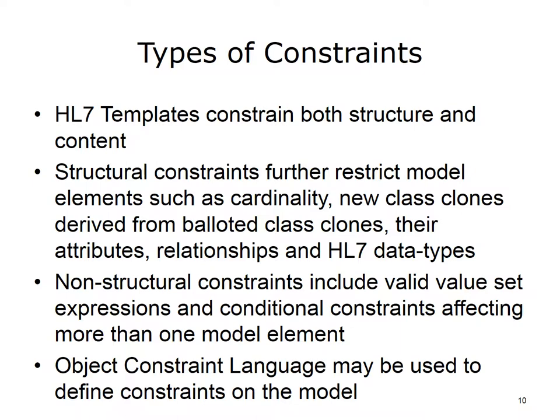Slide 10. HL7 templates constrain both structure and content. The structural constraints further restrict model elements such as cardinality, new class clones derived from balloted class clones, their attributes, relationships, and HL7 data types. Non-structural constraints include valid value set expressions and conditional constraints affecting more than one model element.